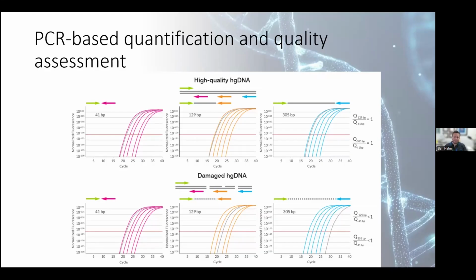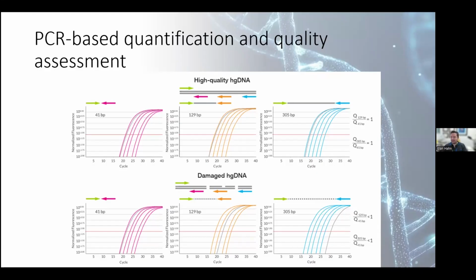And again, we're going to talk about this real-time qPCR a little later as well. So by comparing the amplification of a short and long amplicon, the assay will provide a degradation score, which will reflect the DNA integrity.